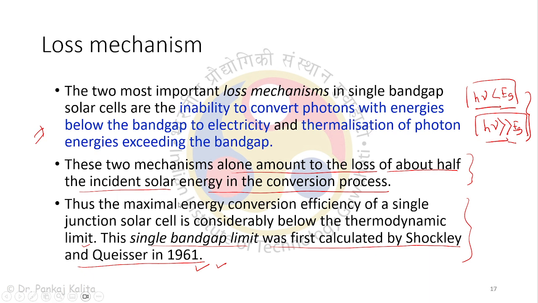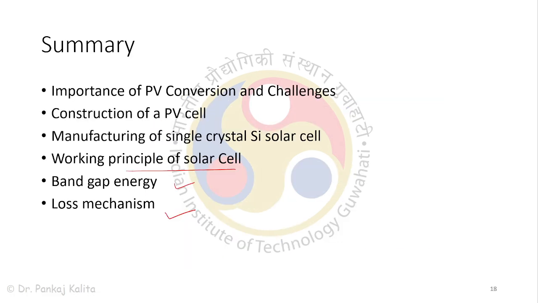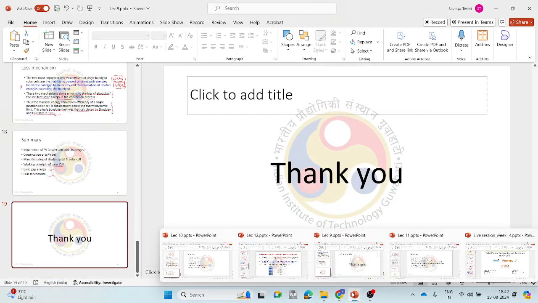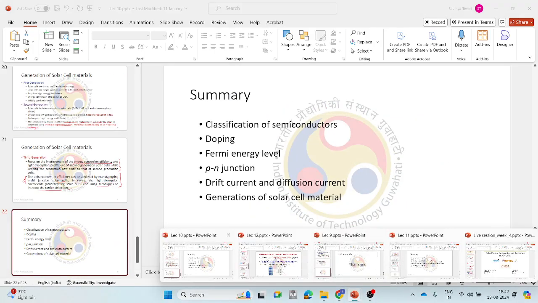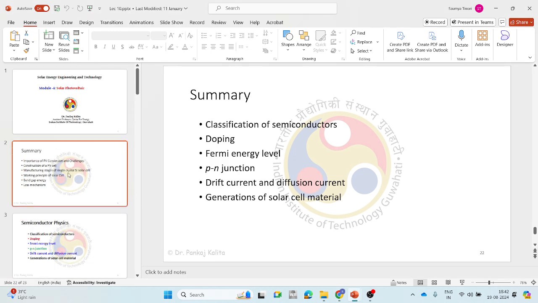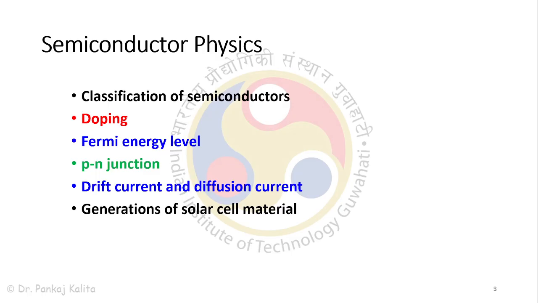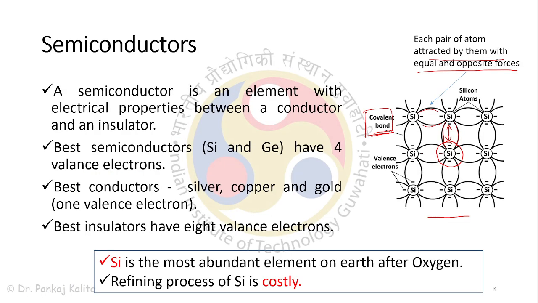So the maximum energy conversion efficiency of a single junction solar cell is considerably below the thermodynamic limit. This single band gap limit was first calculated by Shockley and Queisser in 1961. The losses are explained on the next page.